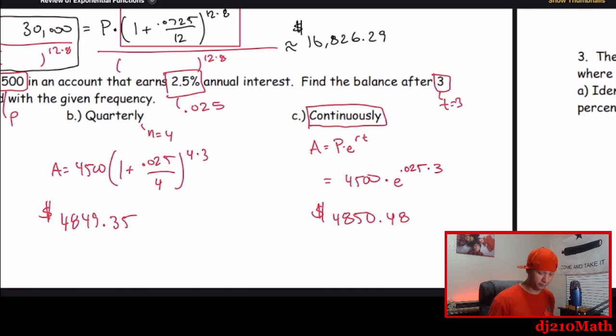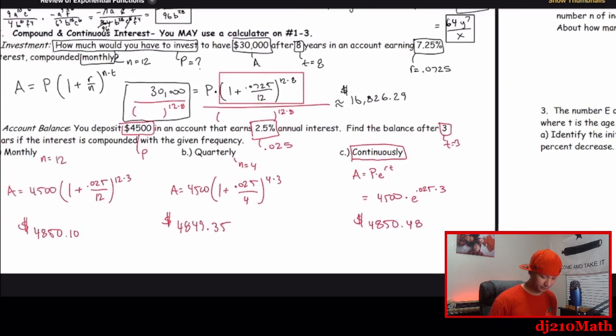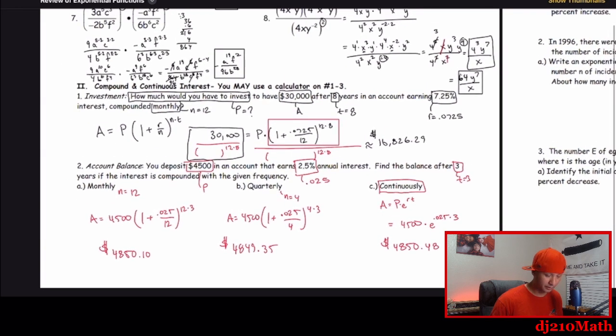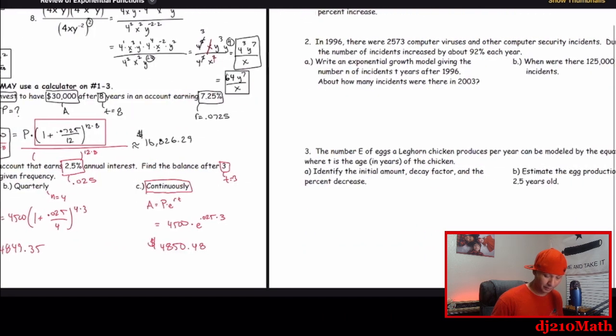all right, 48.50, 48. So compounded continuously is slightly better than monthly and quarterly. Just if we were wondering. All right. Hopefully that matches the key.